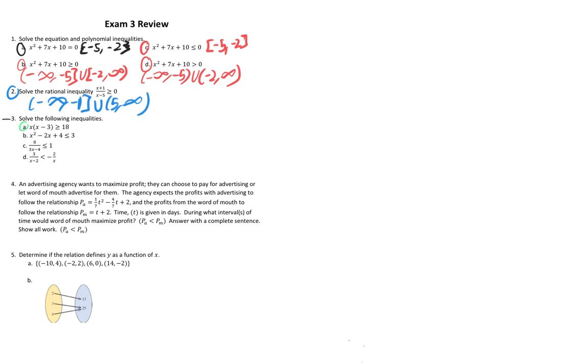Okay, now looking at question 3 here, we're going to solve the following inequalities. Let's start with A. So A is x times x minus 3 is greater than or equal to 18. So one thing we want to do is make everything on one side and simplify as far as we can. I'm going to start by distributing our x to make it x squared minus 3x is greater than or equal to 18.